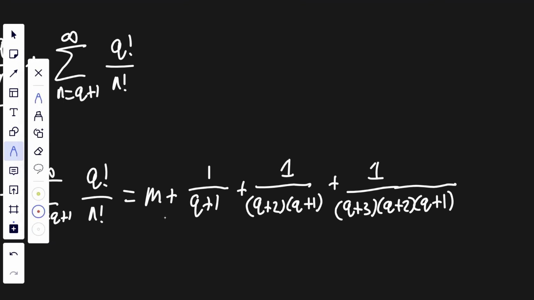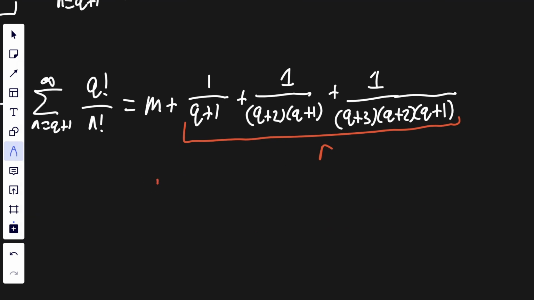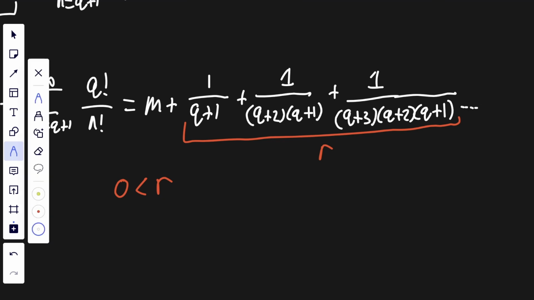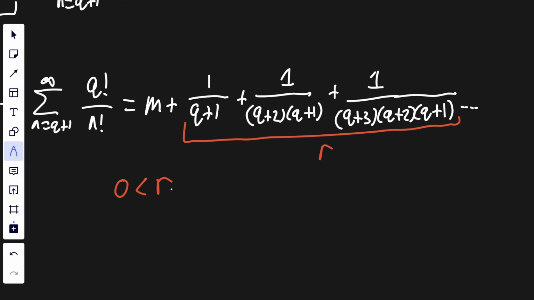Now, I'm going to call this expression here r. Now, clearly r is bigger than 0. That's obvious. We're adding positive numbers together. So r must be bigger than 0. I'll just add on the dots here to emphasize that this is going on for infinity. Now, what I want to do is show that r cannot possibly be an integer. Usually when we want to show something cannot possibly be an integer, we want to show that it's between two integers. Specifically in this case, we're going to show it's between 0 and 1. But we need to prove that it's between 0 and 1.